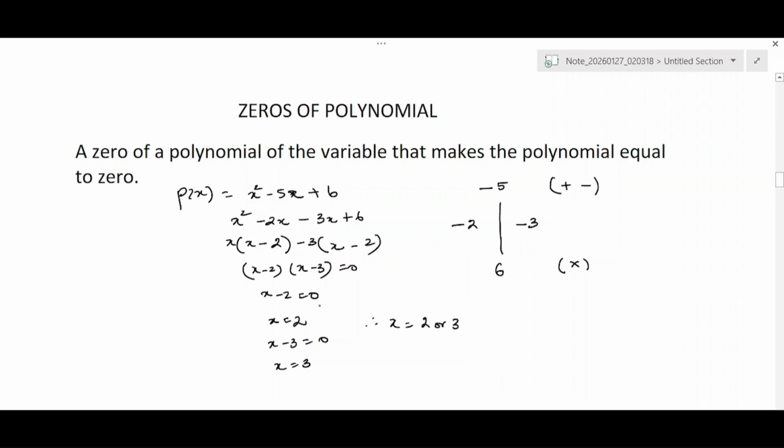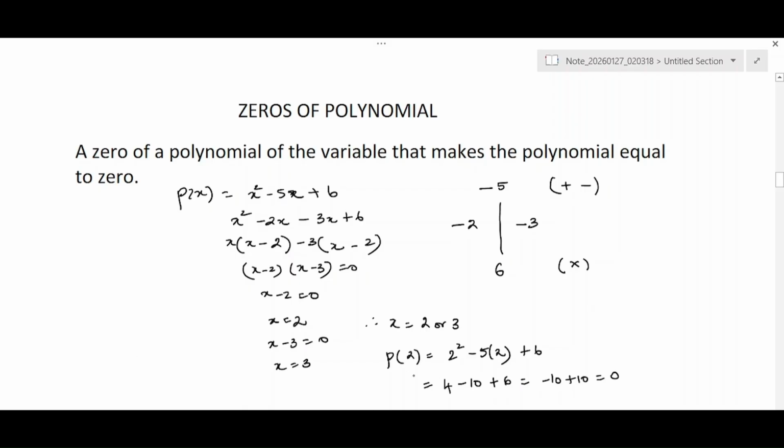Now this 2 or 3, when I put in this polynomial, it becomes 0. That is, if I put 2 in place of x, what happens to this equation? It is 2 squared minus 5 into 2 plus 6. This is 4 minus 10 plus 6. So it is minus 10 plus 10 is equal to 0. So it makes this polynomial 0.